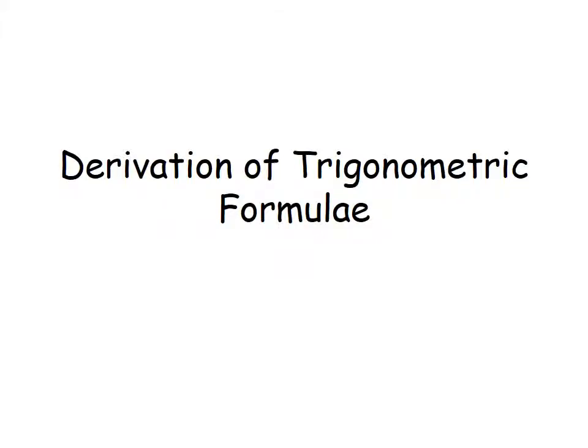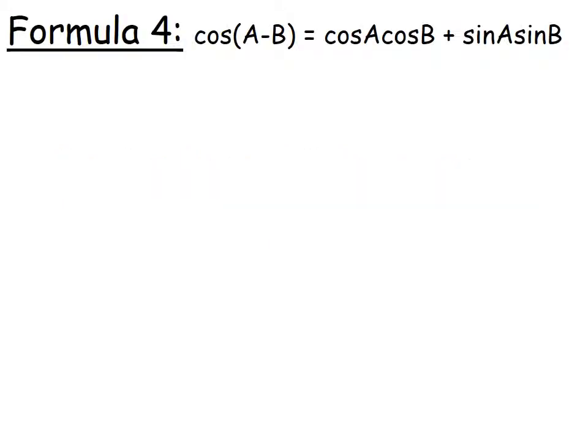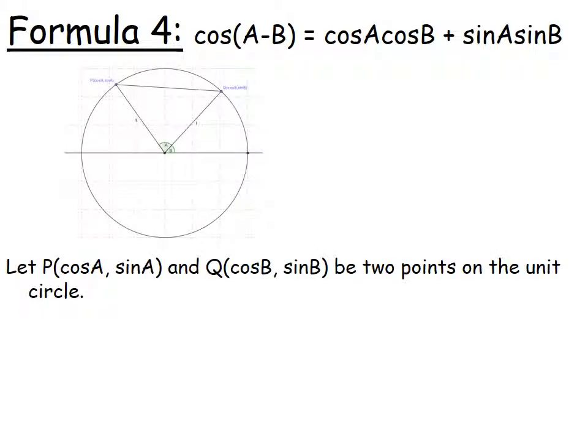Okay, this video is for the derivation of the trigonometric formulae 4 and 5, and you'll see why. So formula 4 is cos(A - B) = cos A cos B + sin A sin B. The first thing we do is we have a unit circle with a triangle drawn inside. We let P be the point (cos A, sin A) and Q be the point (cos B, sin B). Then we just pull it out just to have a look at the triangle itself.